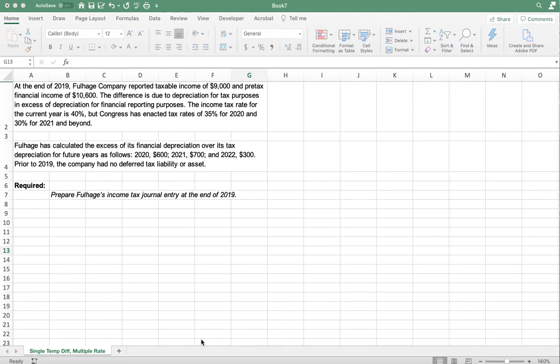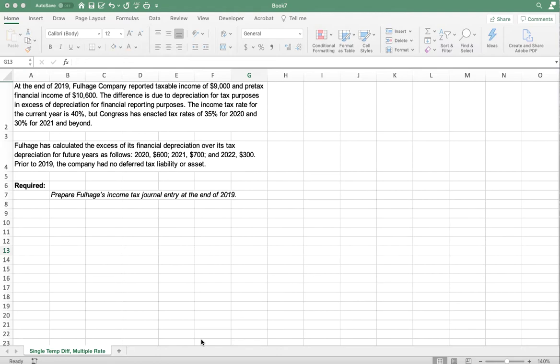At the end of 2019, Foliage Company reported taxable income of $9,000 and pre-tax financial income of $10,600. The difference is due to depreciation for tax purposes in excess of depreciation for financial reporting purposes. The income tax rate for the current year is 40%, but Congress has enacted tax rates of 35% for 2020 and 30% for 2021 and beyond.